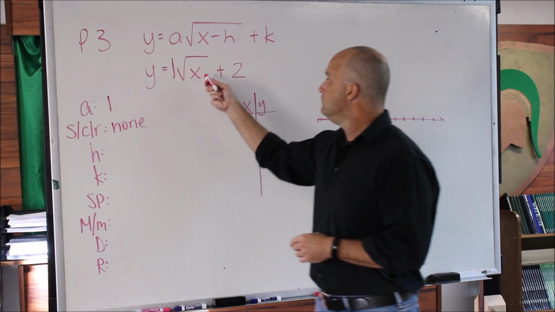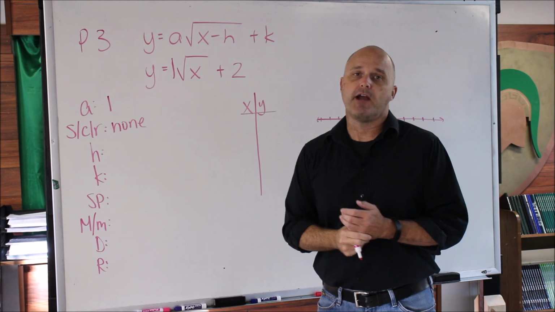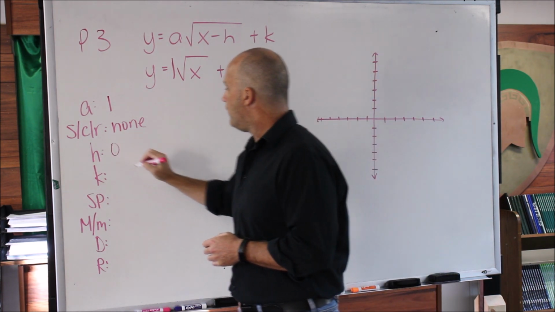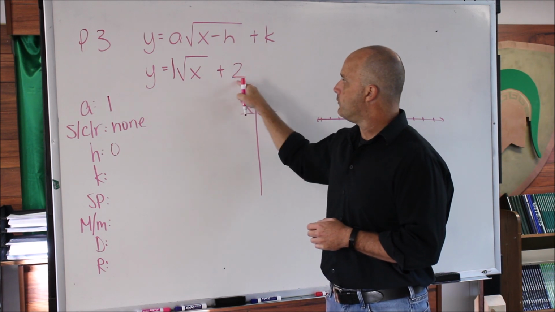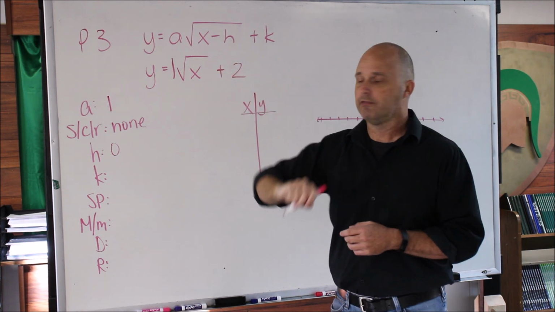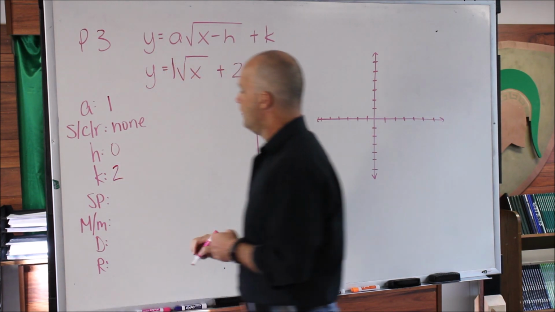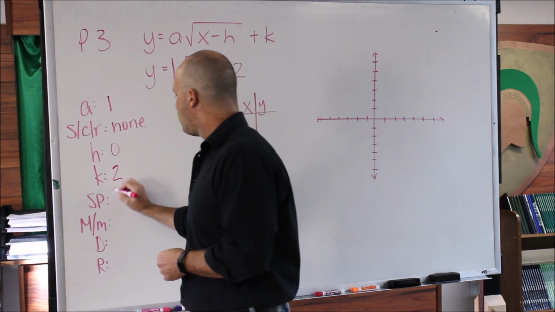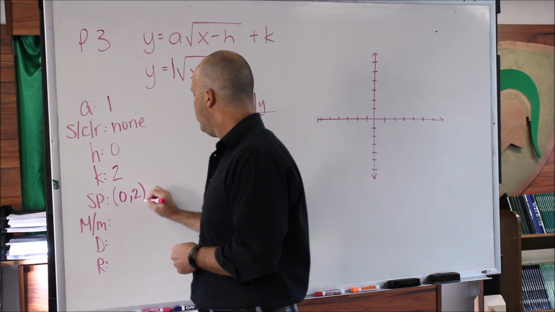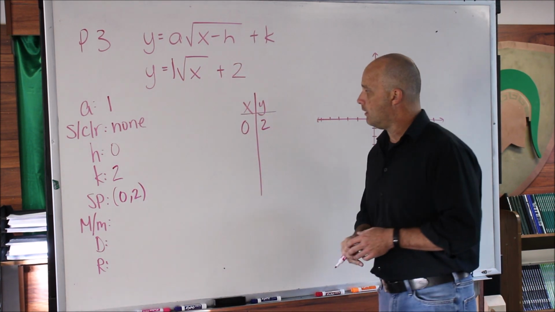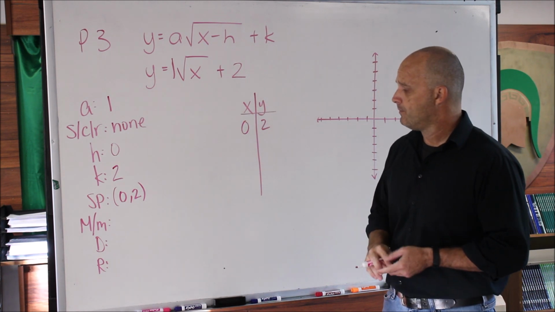The h value, there is nothing that's being added or subtracted to the x. That means that our h value is 0. Then our k value is whatever is being added or subtracted to the radical itself. So the k value in this case is going to be 2. What that tells us is that our starting point is going to be the point (0, 2). So we want to go ahead and put that onto our xy chart.